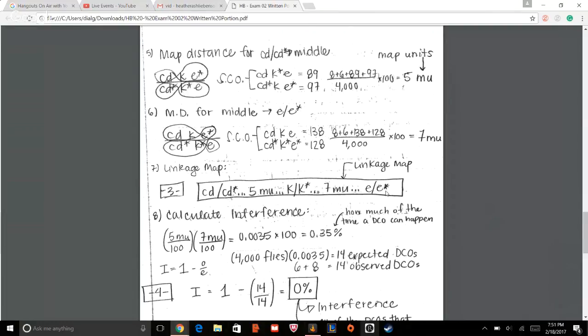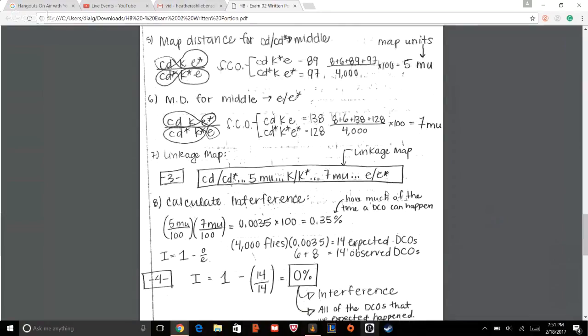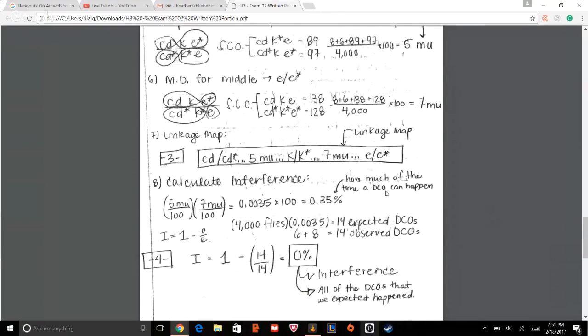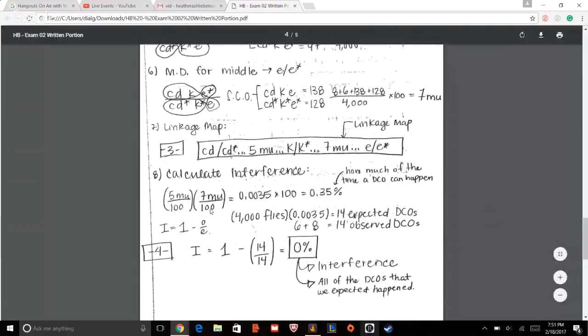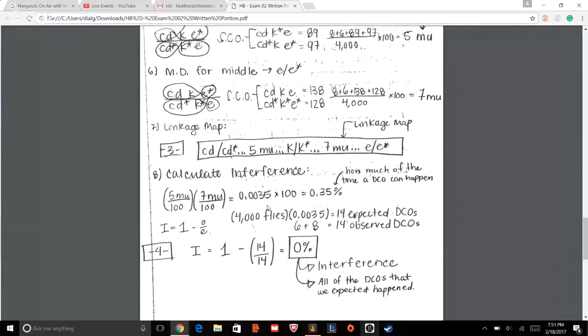So the last step here is to calculate the interference. And so what we do for that is you do the 5 map units divided by 100 times the 7 map units divided by 100 equals 0.0035 times 100 equals 0.35%. And that means that 0.35% of the time a double crossover can happen.